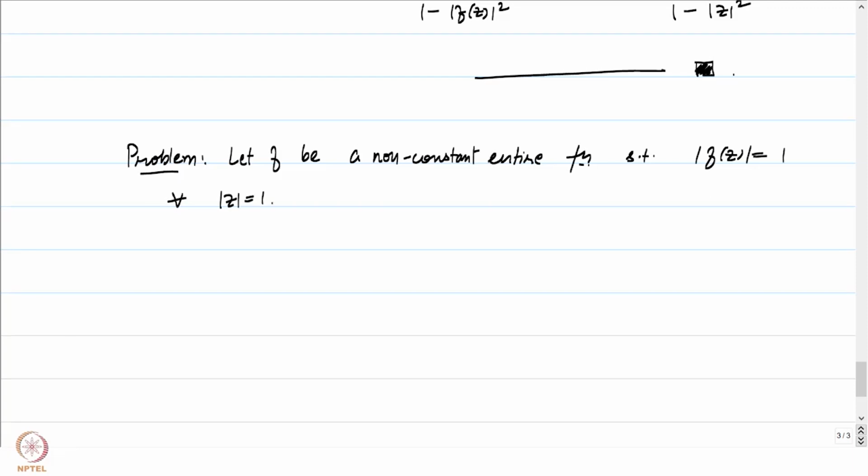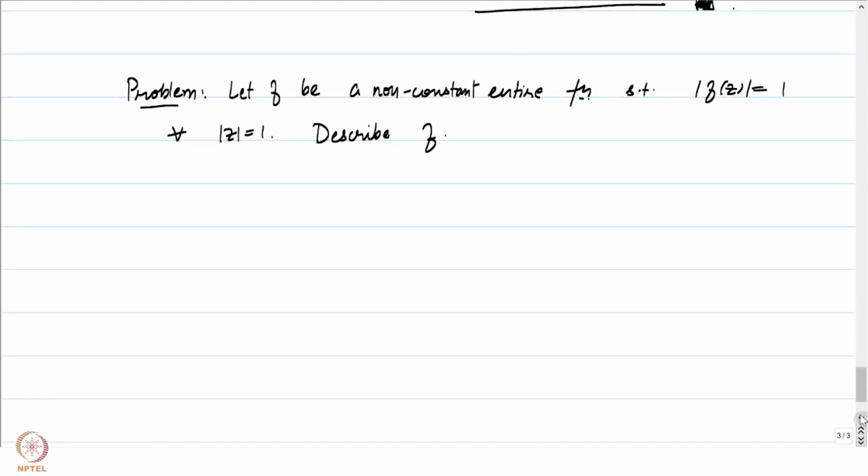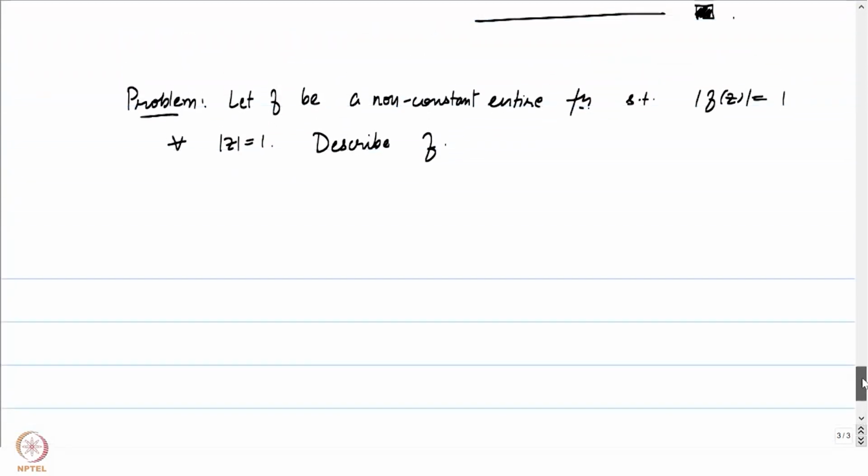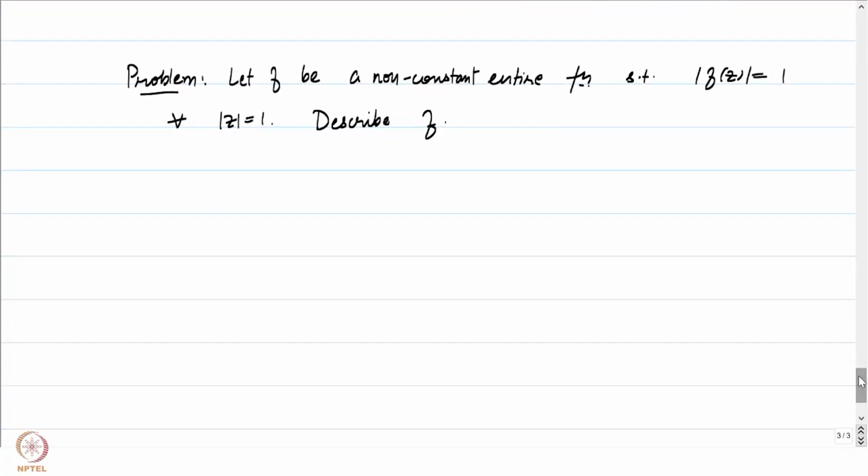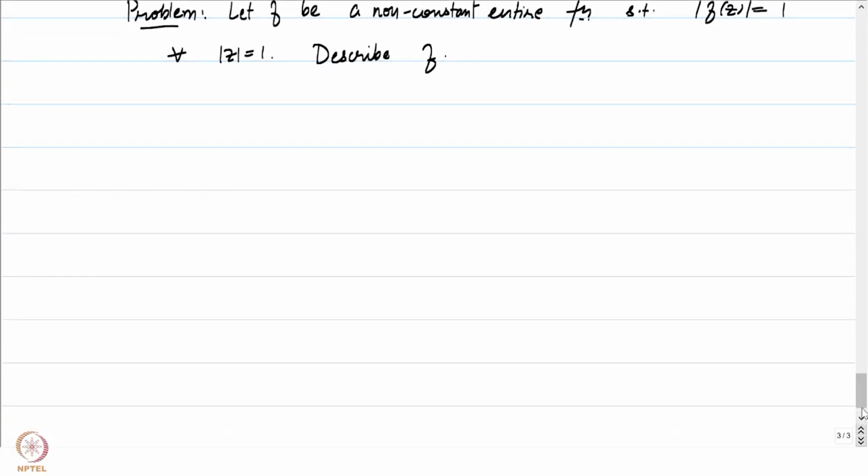So, the unit circle is preserved by the function f. Then describe f. So I am leaving it vague. We will see that we can give a very concrete description of this particular function. The only information that we are given about this function, I should point out, is that it's enough for f to be holomorphic in a neighborhood of the closed unit disk for this particular conclusion to be drawn by us. Whatever we conclude about f will be true even in that case.